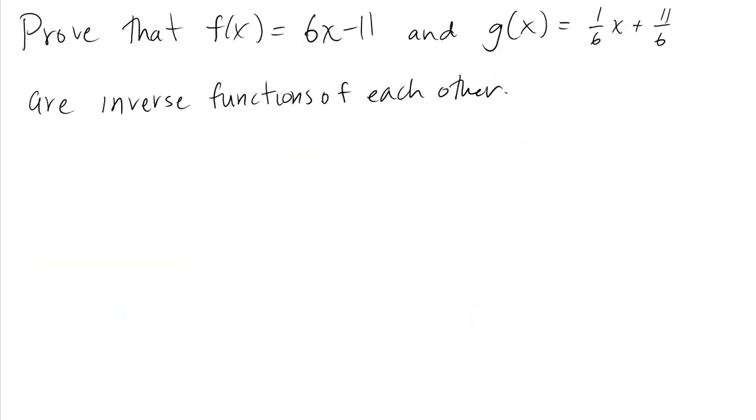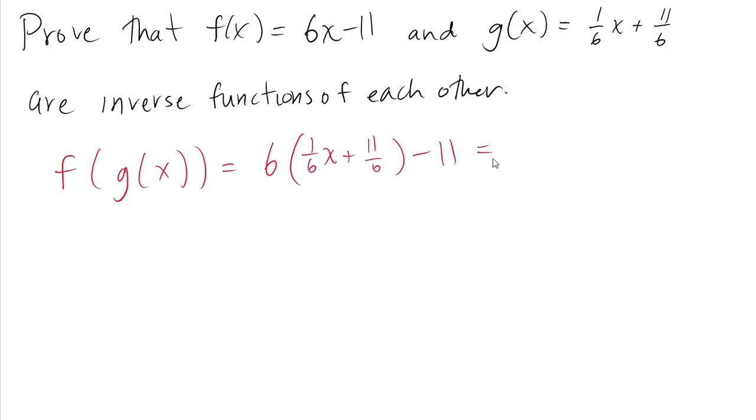So here's another example. Prove that f of x equals 6x minus 11 and g of x equals 1/6 x plus 11/6 are inverse functions of each other. F of g of x, well, f is this function that multiplies its input by 6 and then subtracts 11. The function g is 1/6 x plus 11/6, and it's already becoming clear why g of x has to be expressed this way. This 6 is going to come multiplying through here and cancel out those fractions. This becomes x plus 11 minus 11, and yeah, that's just x.